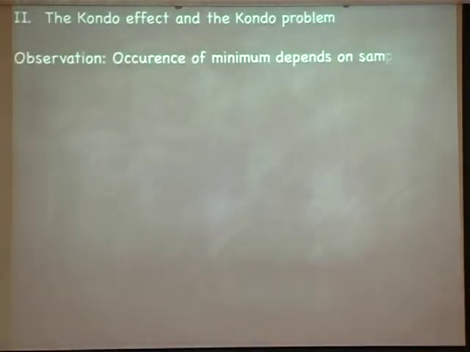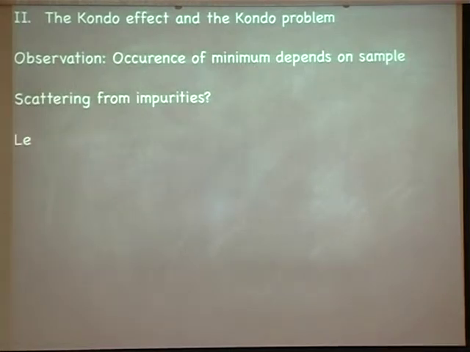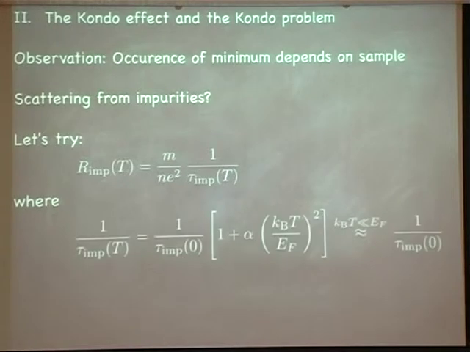Okay, so then came the first observation: the occurrence and the position and the quality of the minimum depends on the sample. So it might be scattering from impurities, nevertheless. So let's try to do a theory for that. And I don't want to go through all the details, but what you can do is you can show that the resistivity of the impurity is given by this nice prefactor times 1 over the scattering time of the impurity, which can be a function of T, temperature.